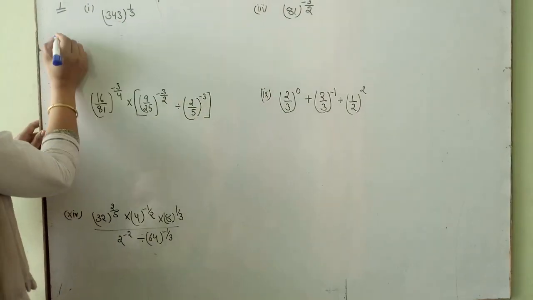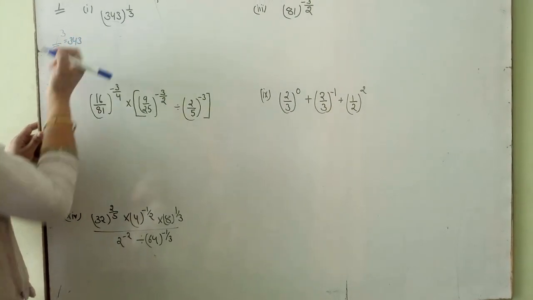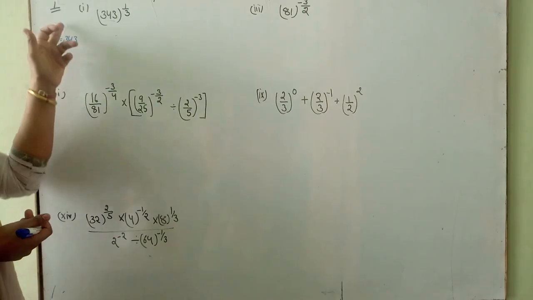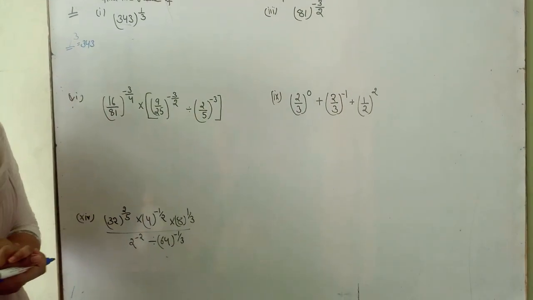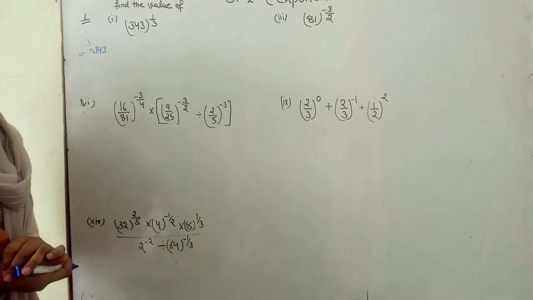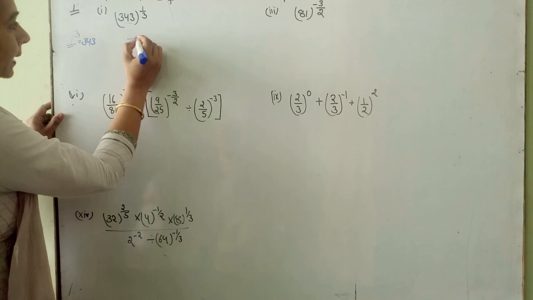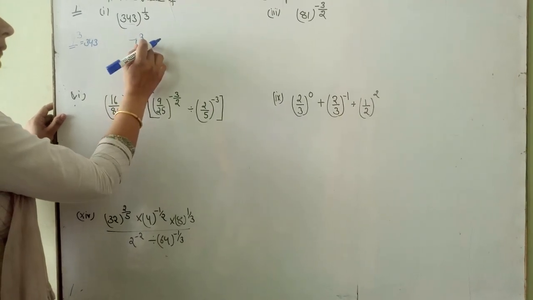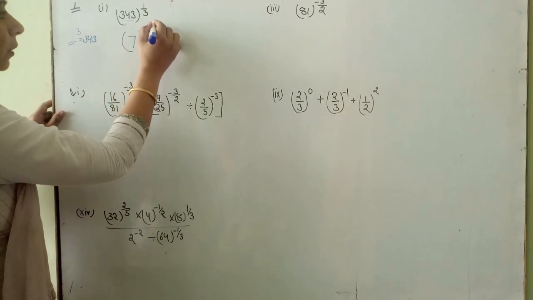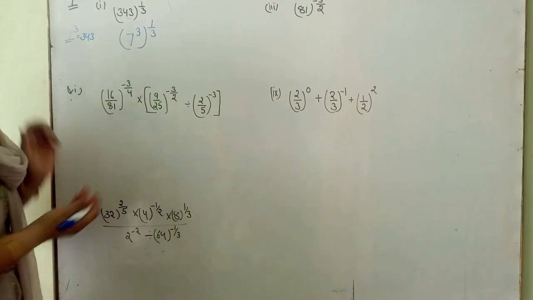Students, we know that 7 raised to the power 3 equals 343. If you do not know, then you make the factors of 343. Then 343 is 7 raised to the power 3, so we have 7 raised to the power 3, raised to the power 1 by 3.